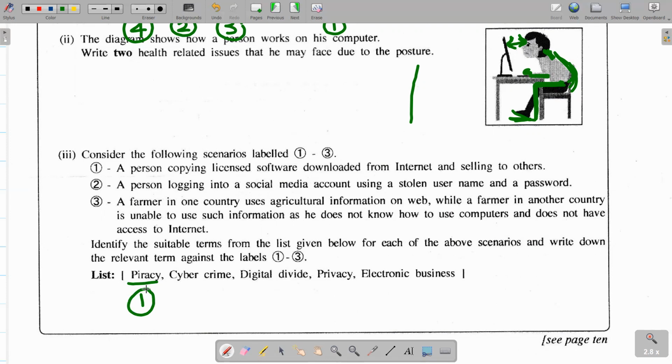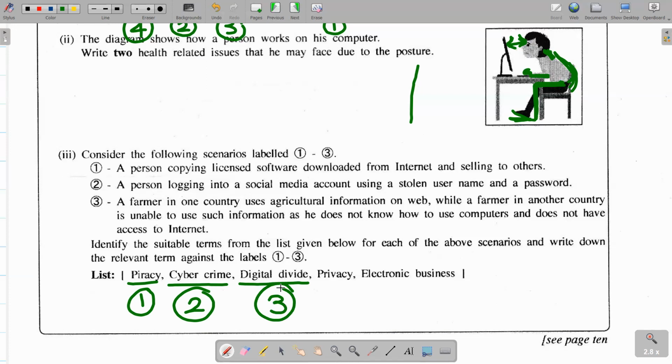A person logging into a social media account using a stolen username and a password. So that is called, hold on. Yeah, it goes with cyber crime, as it seems. A farmer in one country uses agricultural information on the web, while a farmer in another country is unable to use such information. That goes with digital divide, the ability and the inability to connect with a particular thing.